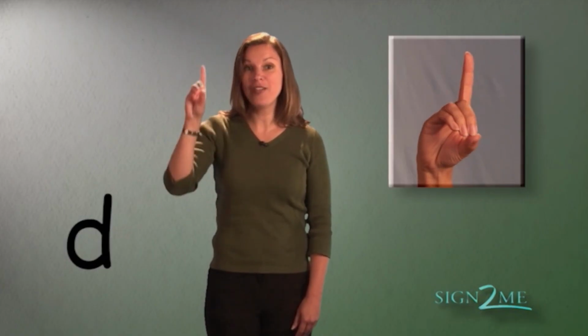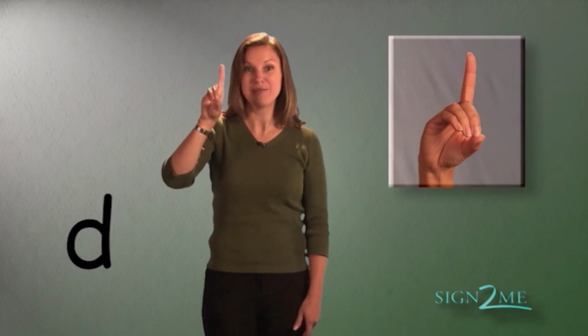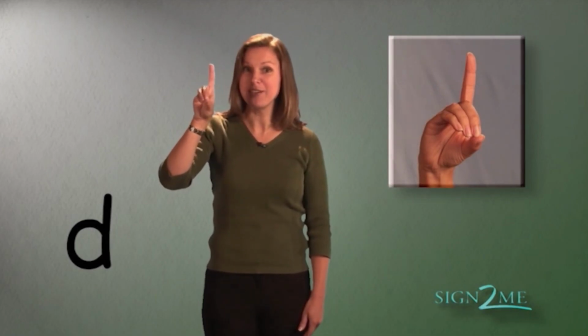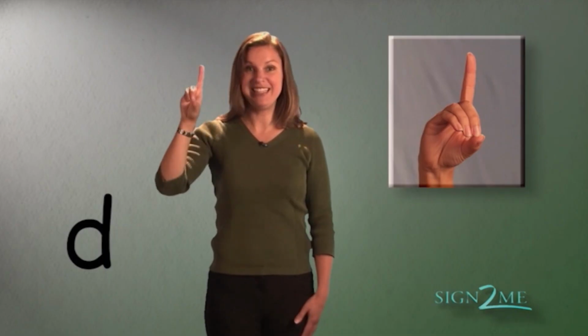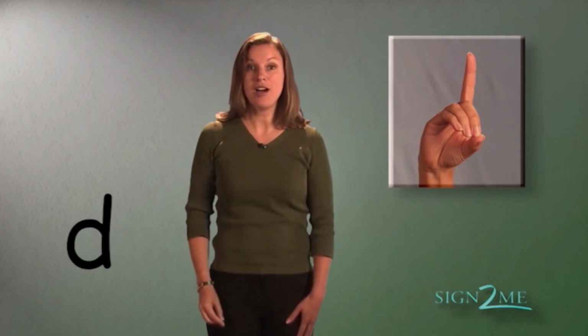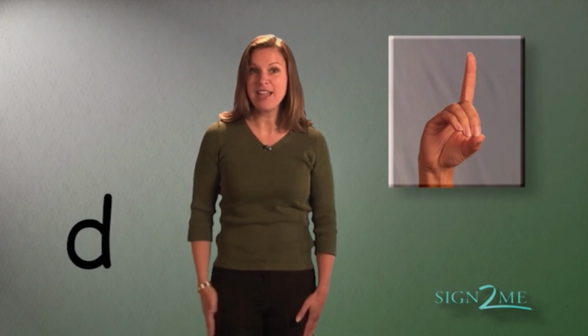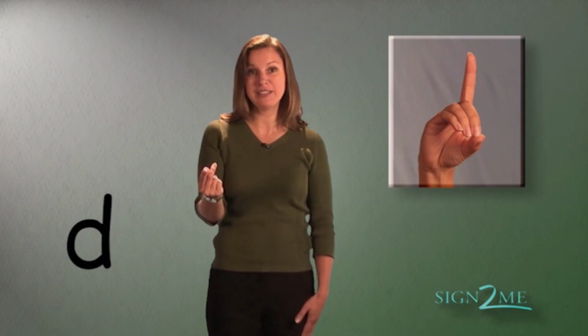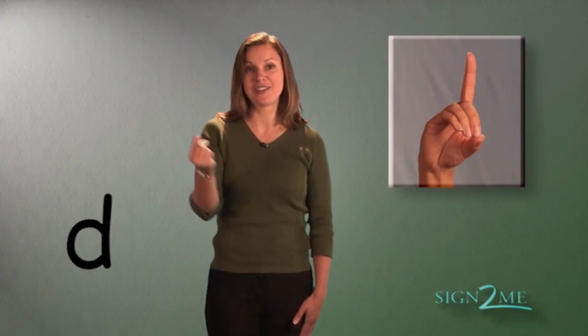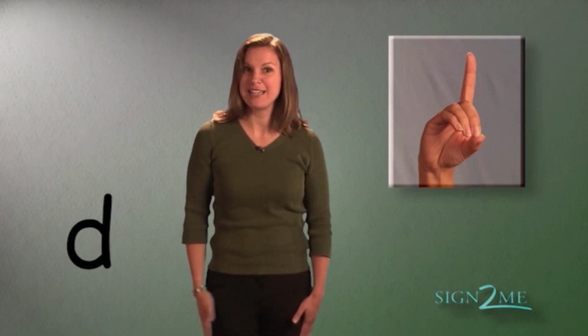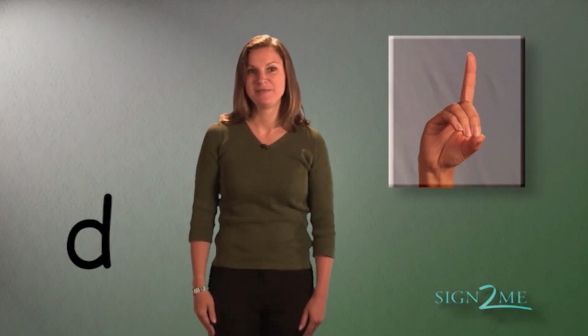For D, all the fingers except the index finger come to touch the thumb. The index finger stays straight up. D. For dog, start with slapping the thigh and end with a snap, like calling a dog. Dog. For the song, you might only be able to fit in the thigh slap, and that's just fine.